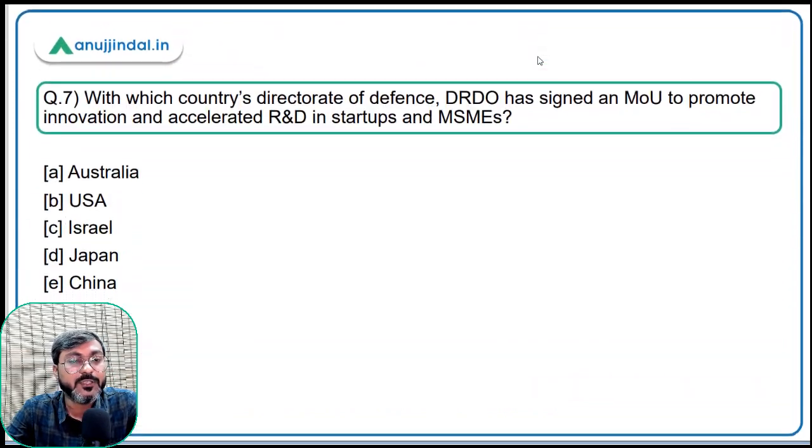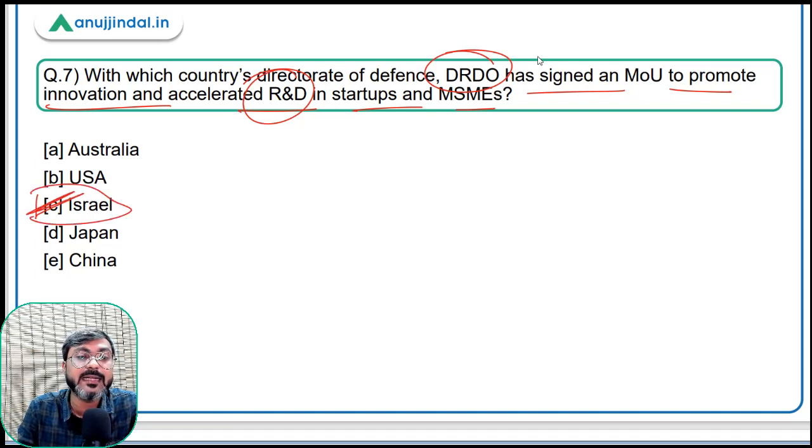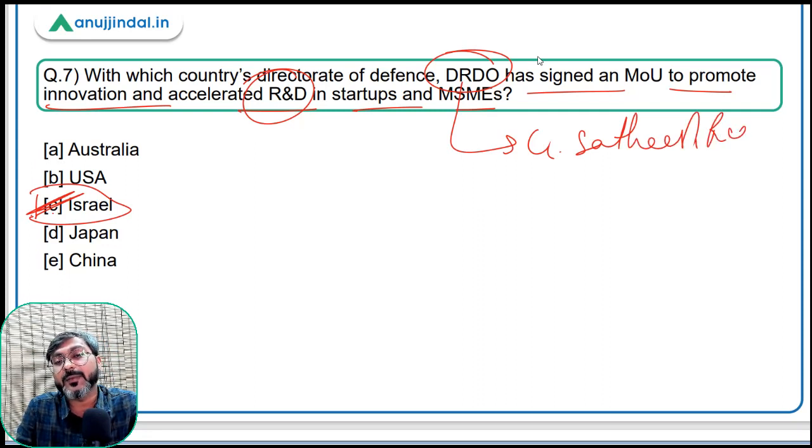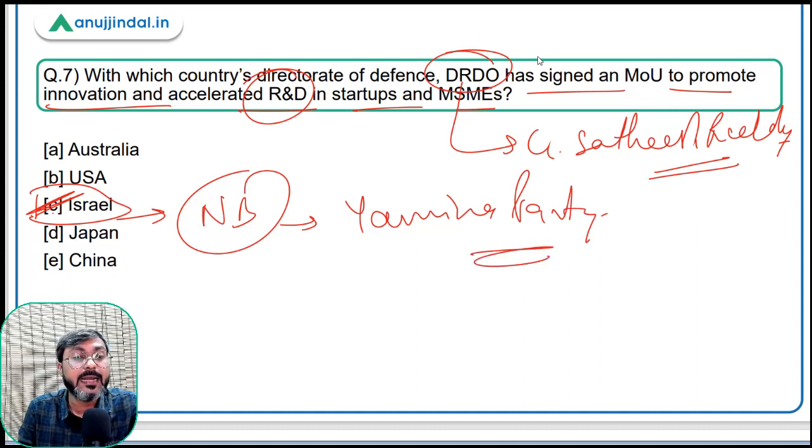Now moving ahead to the last question for the day. With which country's Directorate of Defense has DRDO signed an MOU to promote innovation and accelerated research and development in startups and MSMEs? Remember, DRDO has signed this MOU with the Directorate of Defense of Israel. Option C, Israel, is the correct answer. The DRDO chairperson is G. Satish Reddy, and you do not need to read more than this in this news, this much is enough. G. Satish Reddy and Israel Prime Minister Naftali Bennett from the Yamina party. And of course, Israel's parliament is called the Knesset.